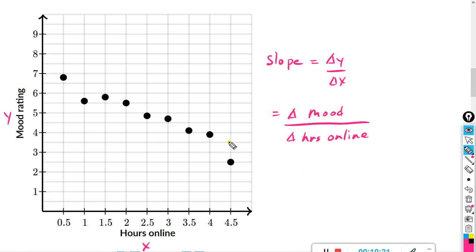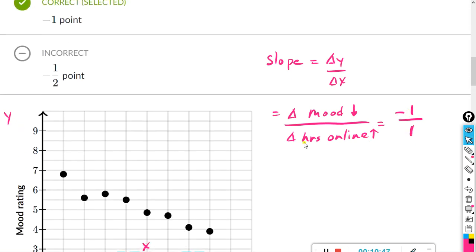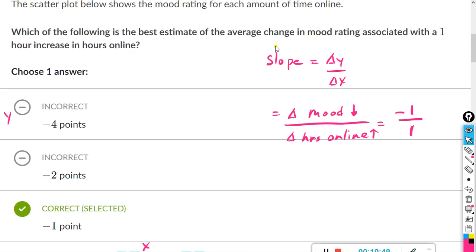Okay? And we got a slope of -1, which is the same as -1 over 1. Okay? You can put any number over 1, and it doesn't change the value. So since it's -1, the mood actually goes down when the hours spent online goes up. In fact, the mood goes down by 1 point every time the hours spent online goes up by 1. Okay, and that's what they asked: the average change in mood associated with a 1 hour increase online. The mood goes down by 1.